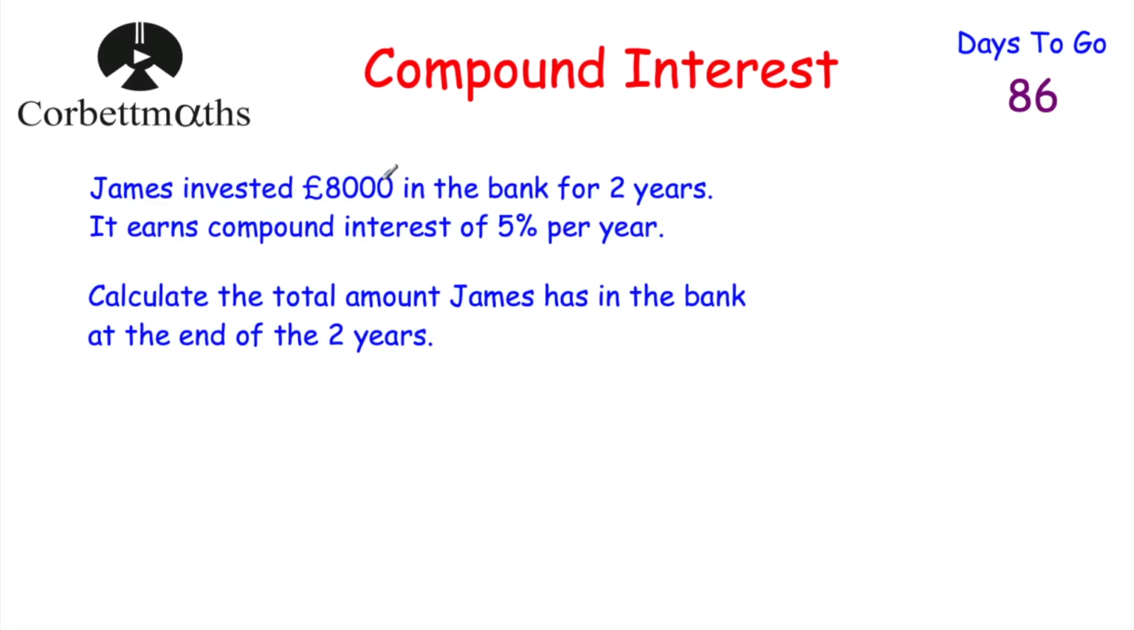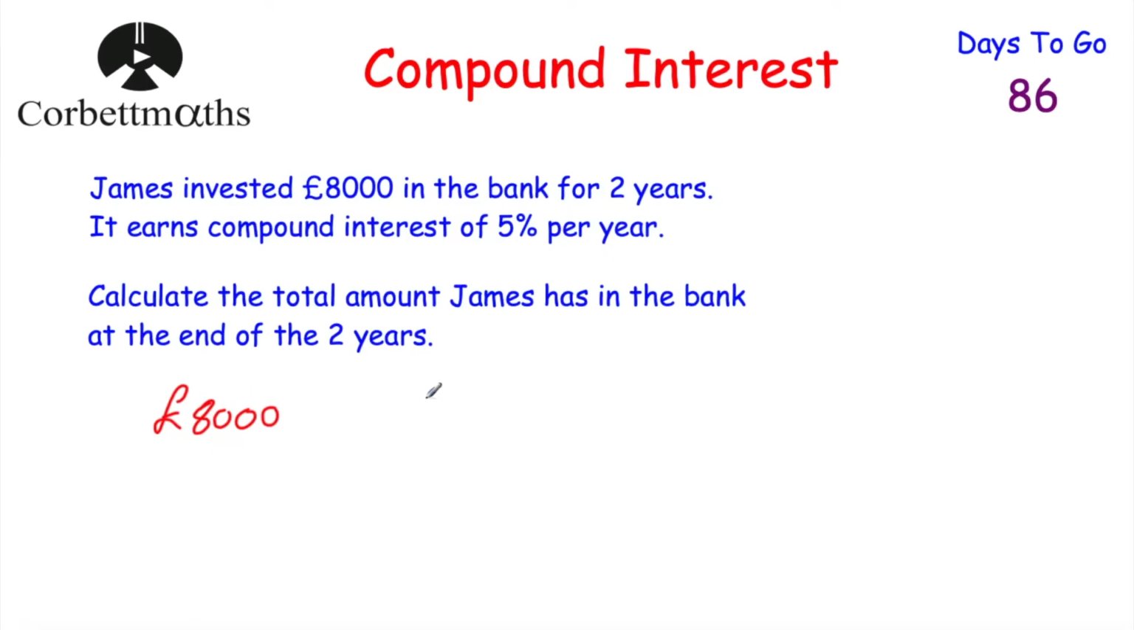So he puts £8,000 in the bank. Let's find out how much money James has in the bank after 1 year. Let's take the £8,000, and we're going to work out 5% of it. One approach would be to divide by 100, which is £80, and then times it by 5, which would be £400. Or another approach could be to get 10% and then half it to get 5%. Either one of those approaches would be fine.